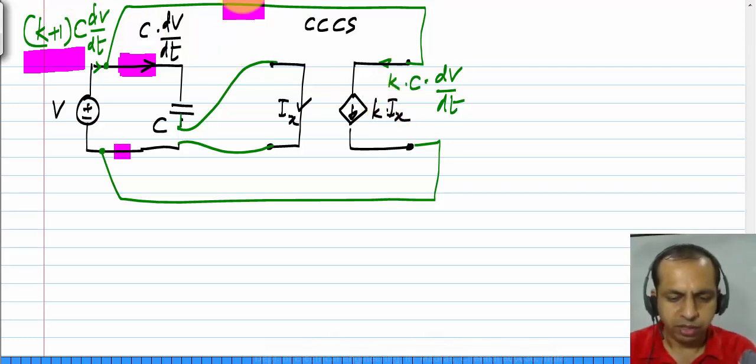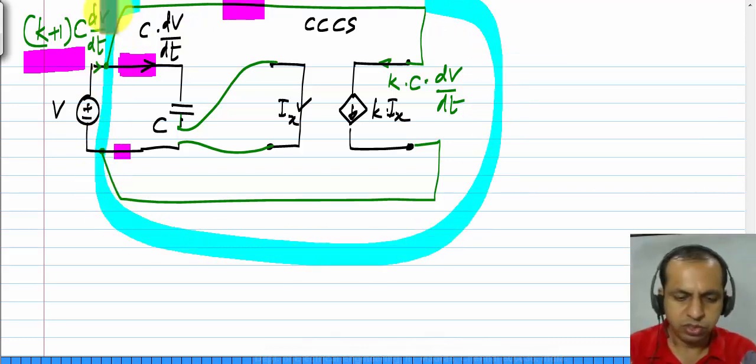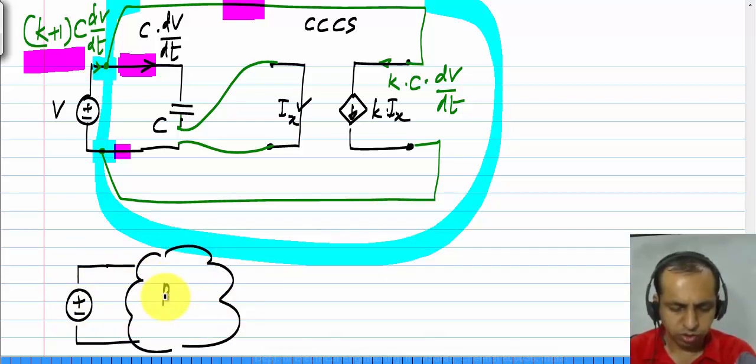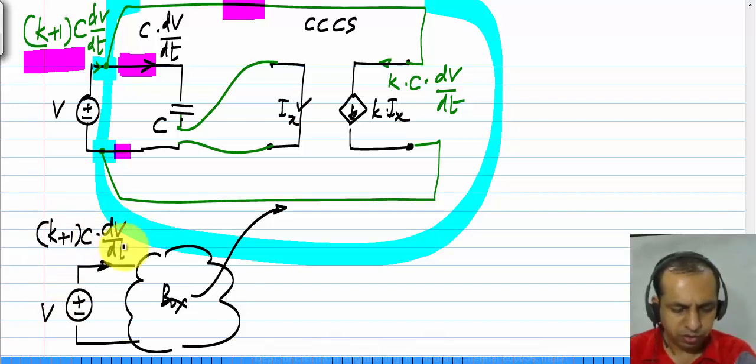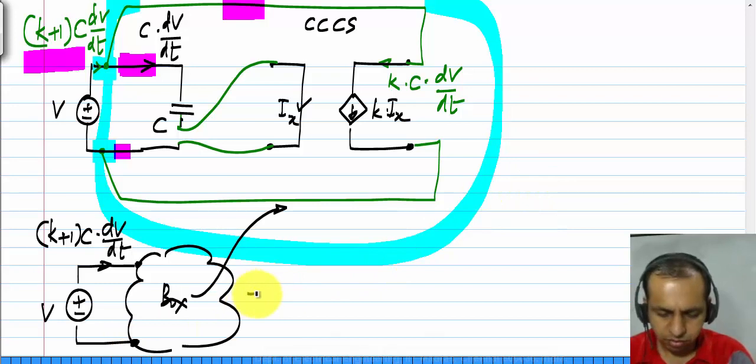Now again let me enclose this entire circuit in a box, and look at only these two terminals. What do I have? It says that if I connect a voltage V to this whole box containing this, it draws a current K plus 1 times C times the time derivative of V. So it means that this entire box here looks like a capacitance of value K plus 1 times C.